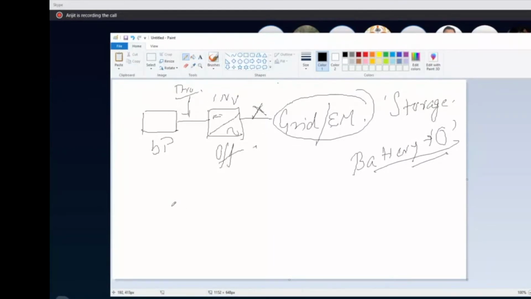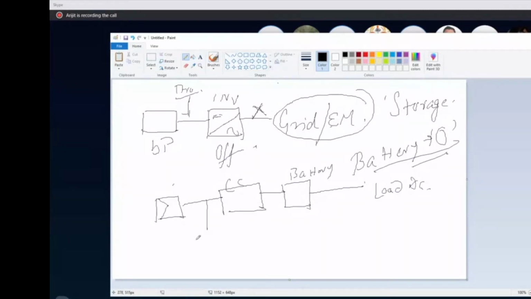Now if you are using a combination of both, that is a combination of a grid tied and an off-grid system, that is we are using a solar system, we are using a charge controller, we are using a battery and connecting it to the DC load. Again we are using an inverter and connecting it to the AC load or directly to the grid. This type of system is called a hybrid system. This is a hybrid system.